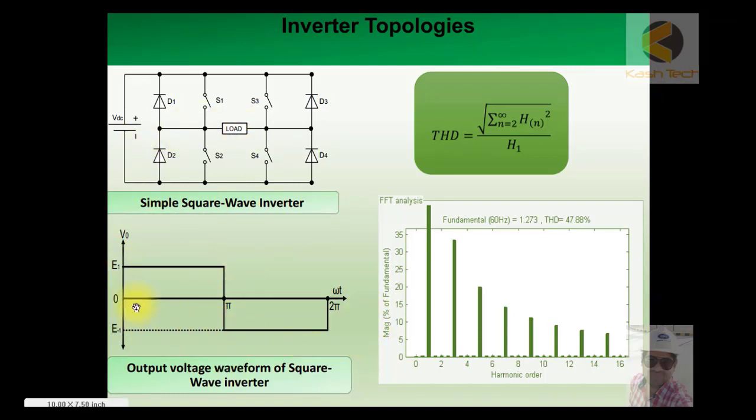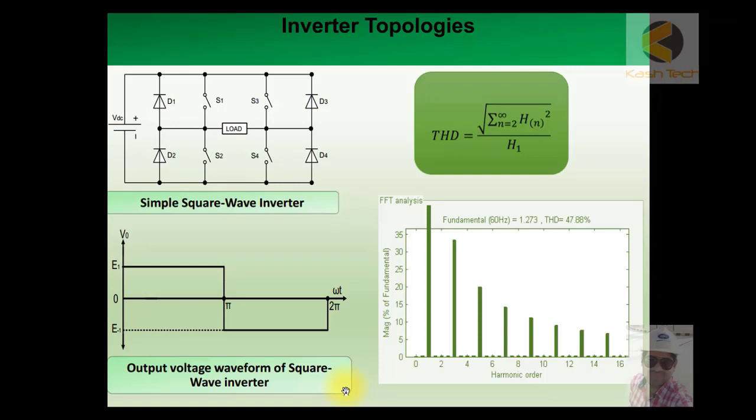So this is just by means of switches. By changing the position of the switches, this square waveform, alternating in shape, is produced. So this is the output voltage waveform of the square wave inverter. So this is basically the simplest form of square wave inverter.